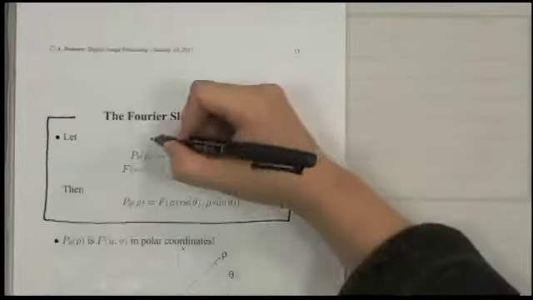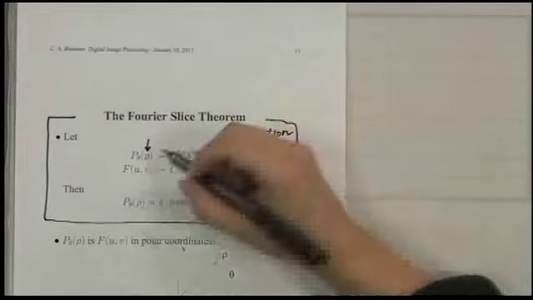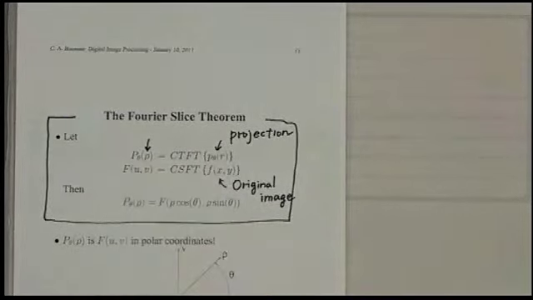By the way, in this equation the term rho is just a frequency variable. It's very common to use small f for this, usually. But in this material, f is already used to denote the original image, so it would be confusing. So they are using rho instead of f. So this is the frequency variable.